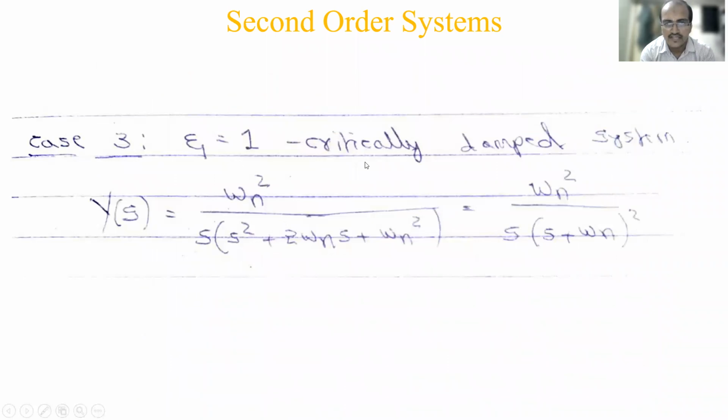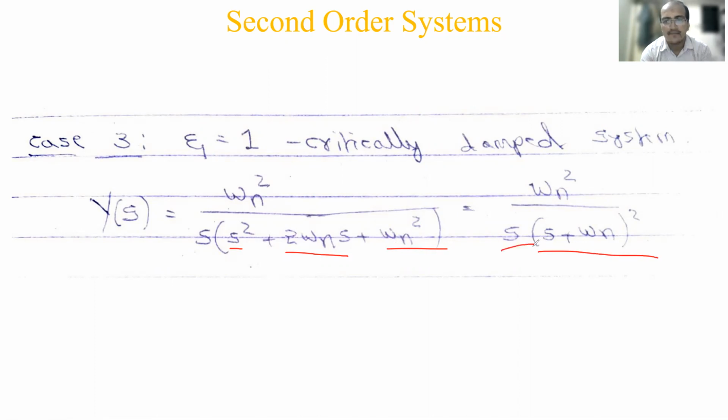So zeta equal to 1, next case, critically damped system. Again, what you have to do is substitute zeta equal to 1. When you substitute zeta equal to 1 here, what will happen? The standard form is 2 zeta omega n s. So zeta is 1, 2 omega n s. Now this s is a and omega n is b. It is 2ab. So it is directly s plus omega n whole square now.